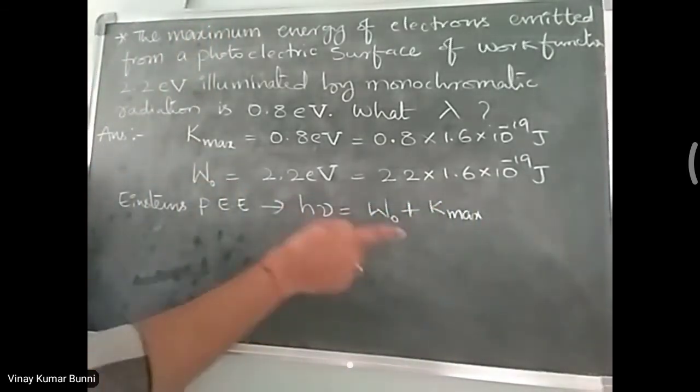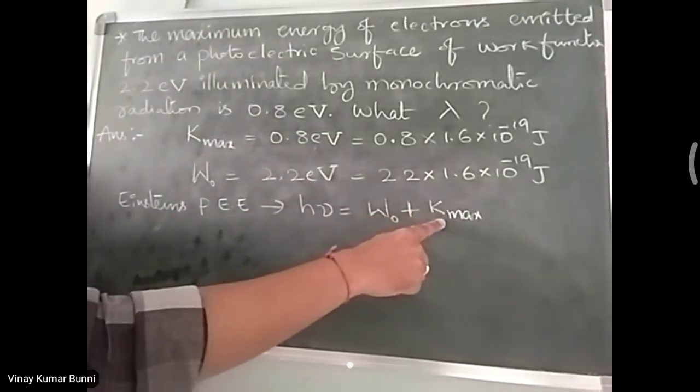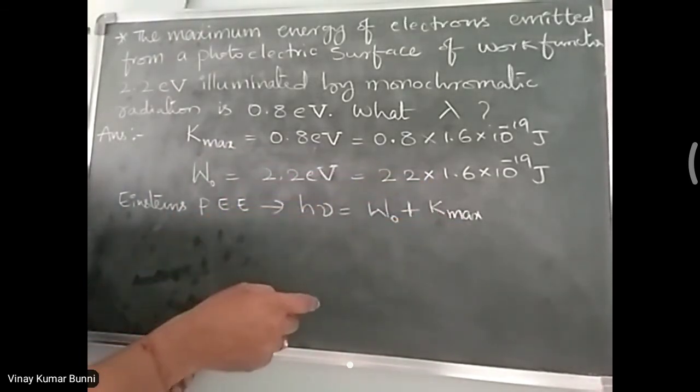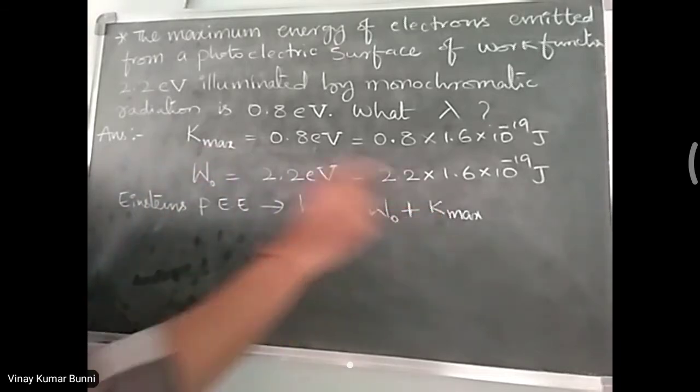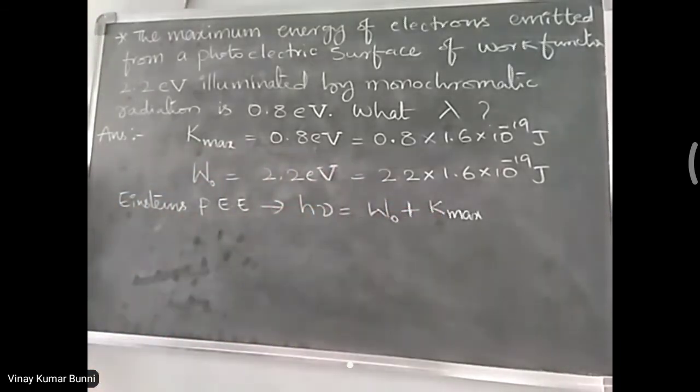Here you said maximum energy, so we write K max. Here half m v squared can be used if you are given mass and velocity terms. So here the energy term is given, so K max. So here we write it as hc by lambda.